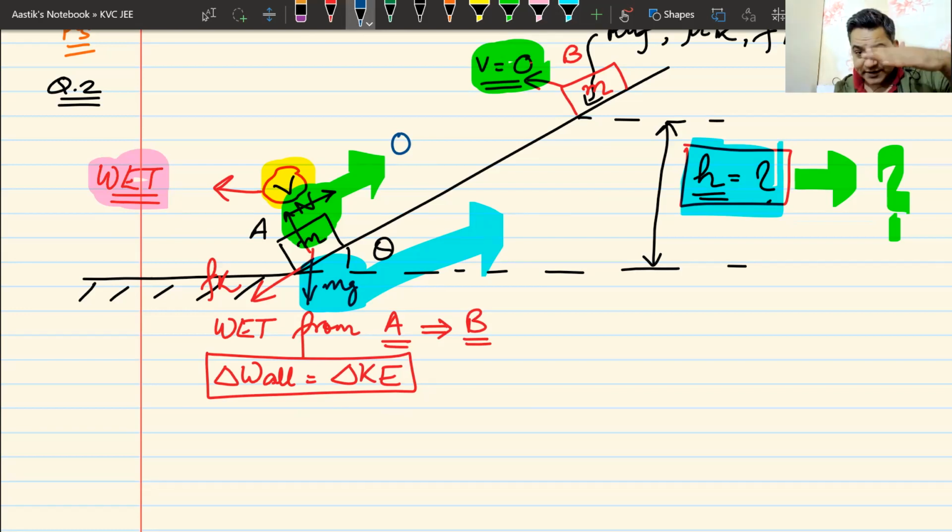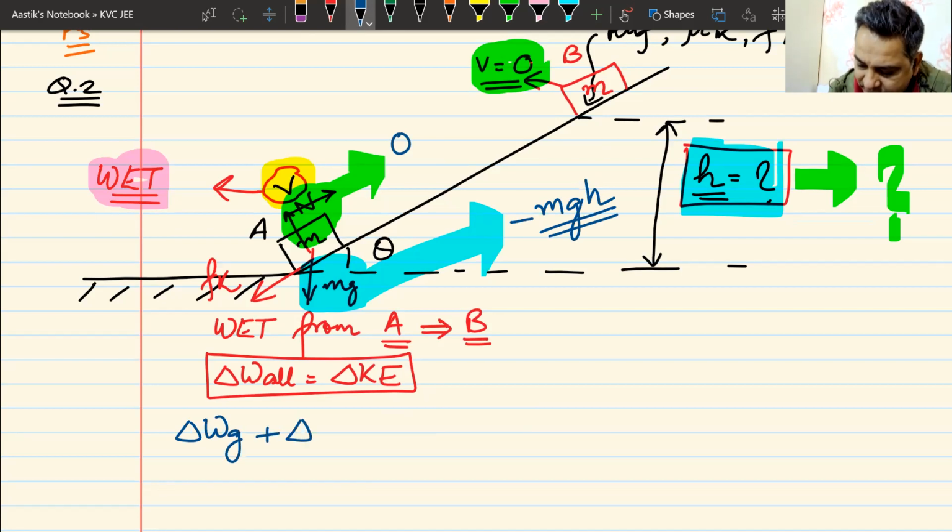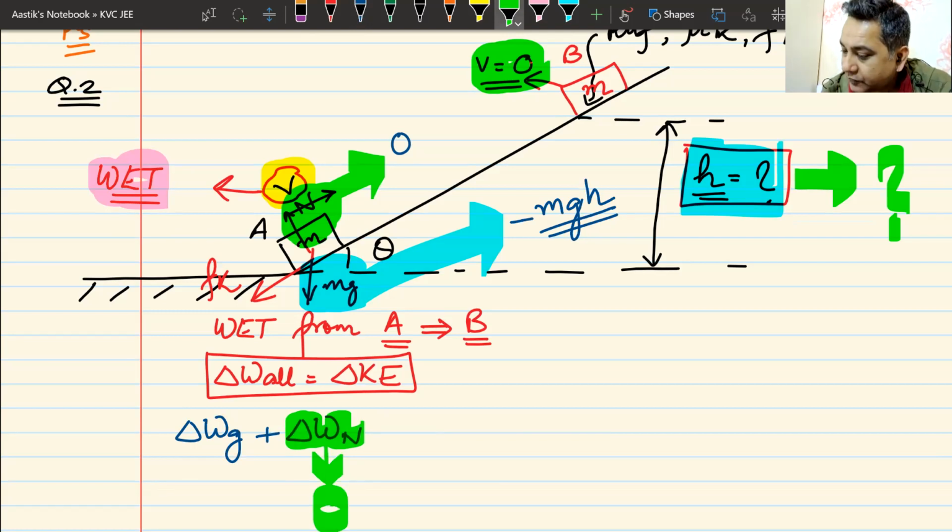Well done. So the work done by weight: mg is downwards, height is upwards, it is moving upwards, so minus mgh. Work done by gravity is minus mgh. So first of all, I'll write here, this is the work done by gravity plus work done by normal reaction. Work done by normal reaction is 0. Work done by gravity, it is moving up, is minus mgh.